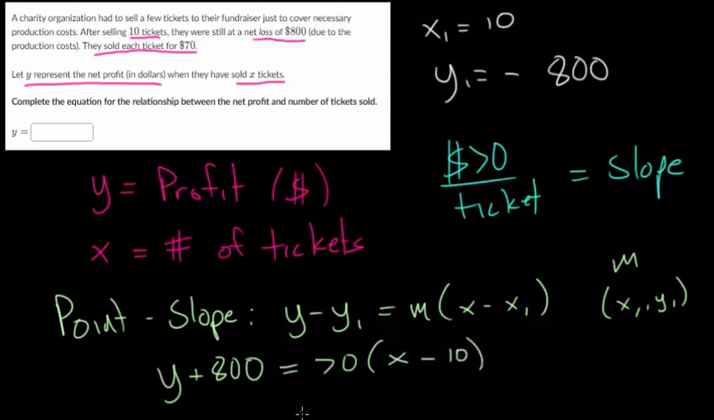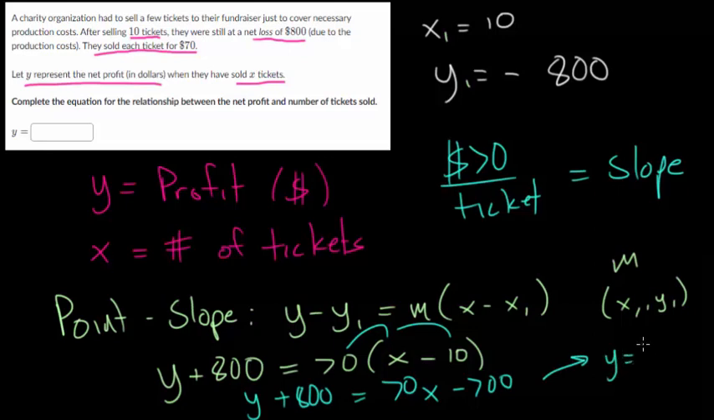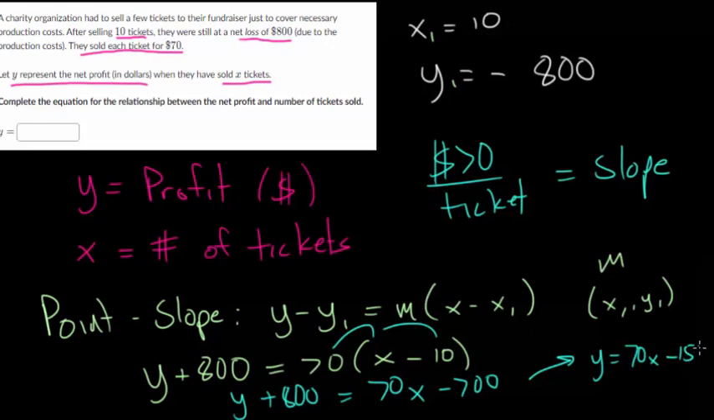And from here, you should just solve and simplify this equation to get it as y equals something. So you still got to do a little bit of algebra here, but it's not too bad. We're first just going to distribute this. So y plus 800, the 70 goes to both of those. You get 70x minus 700. Then we're going to subtract 800 from each side. So what we get is that y is 70x minus 1500. So this is what we think the equation is based off our point-slope form.